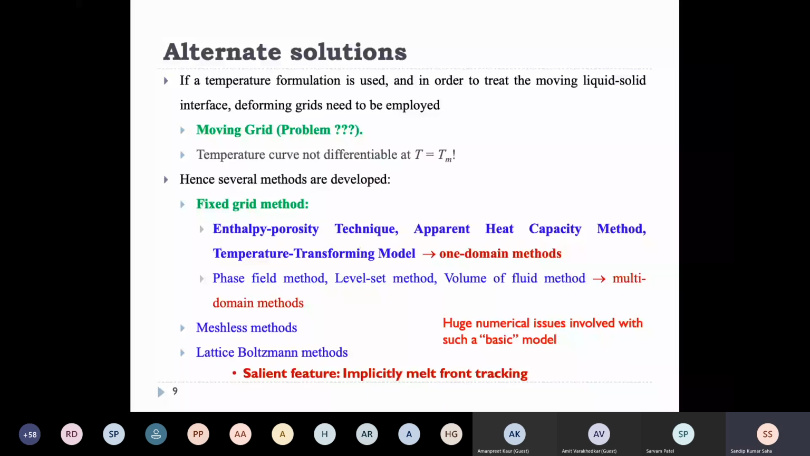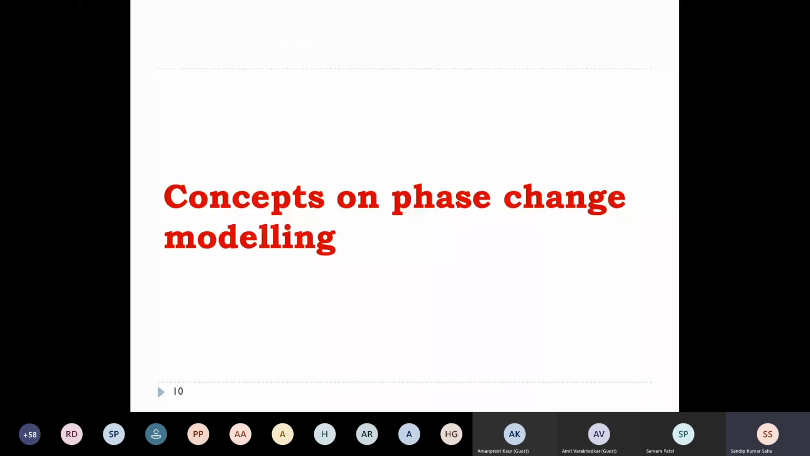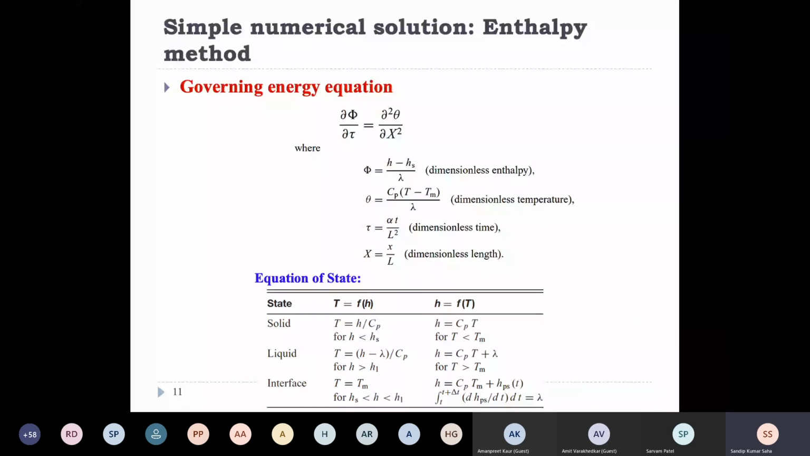So now, the concept of phase change modeling. First, I will show you how the fundamental models are developed. Then I will show you their application, and for different types of problems, how this model will be implemented. So now let us first take the enthalpy method.